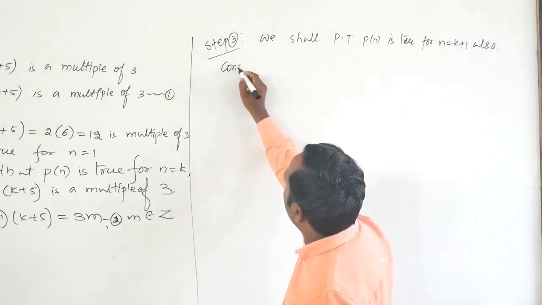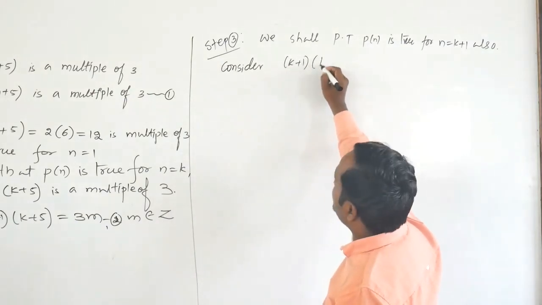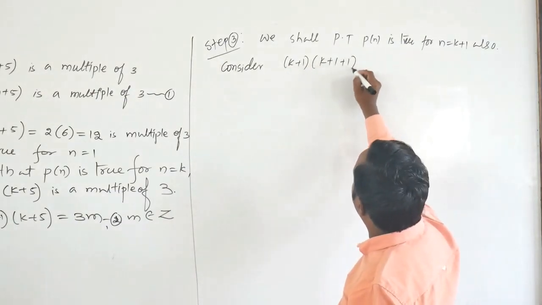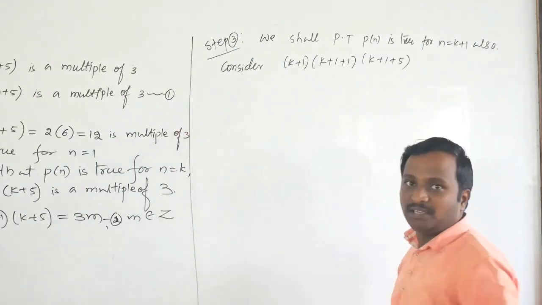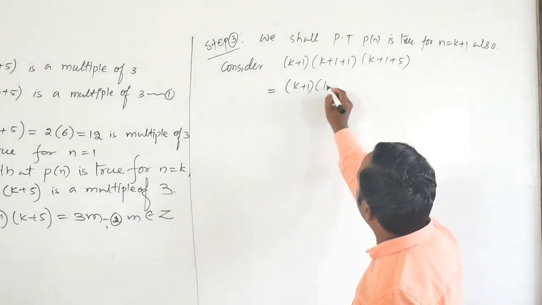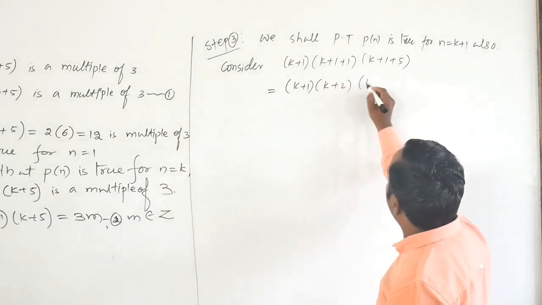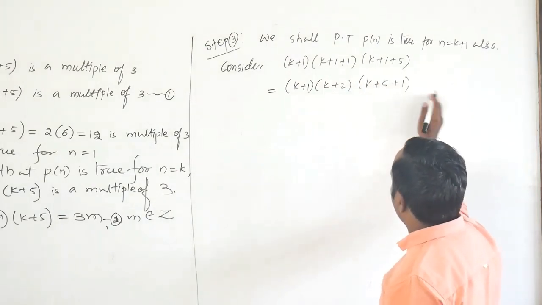Consider, that is, where there is n, we put k plus 1. Where n is, k plus 1 comes, that is k plus 1 into k plus 1 plus 1 into bracket k plus 1 plus 5. Like n, where n is, k plus 1 comes. That is nothing but I can write the step as it is. k plus 2 I will write. This is nothing but I can replace like this, k plus 5 plus 1.